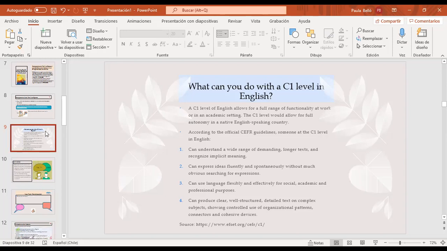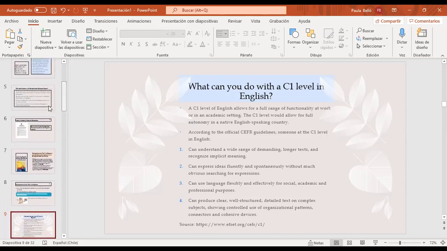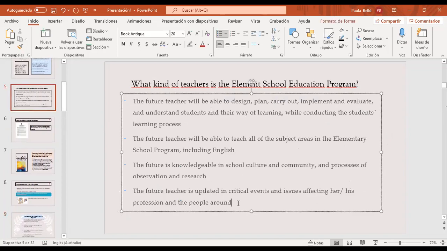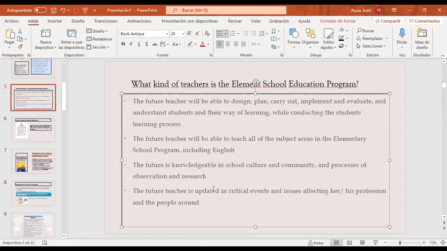Remember, something we said, but I didn't write. The future teacher is a lifelong learner. It's a teacher that knows how to look for more information and keep updated. Updated, actualizado. That's what is a lifelong learner. And what does it mean? A lifelong learner means a person who continues learning along life.